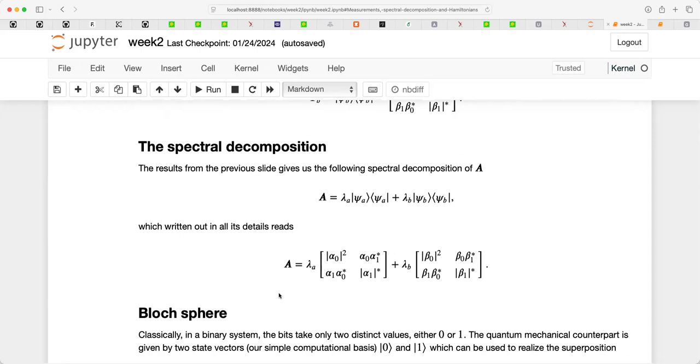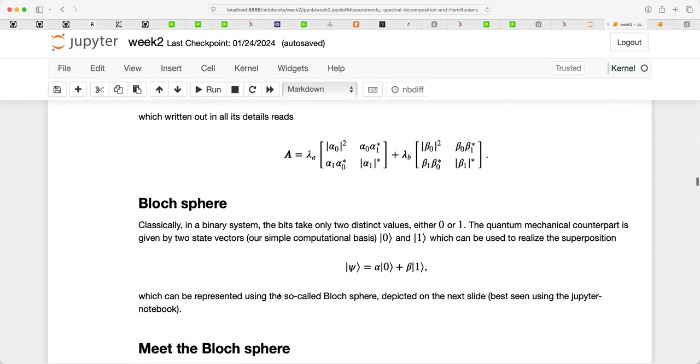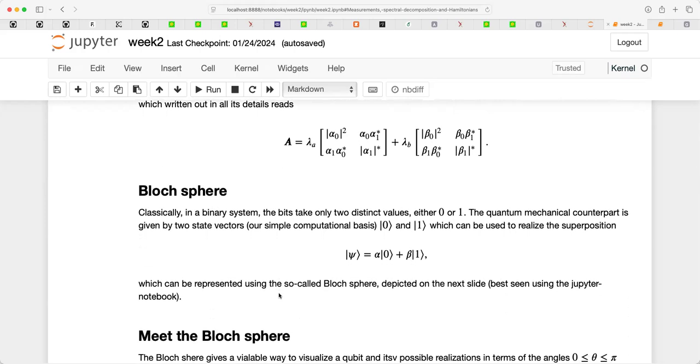Now, one thing I wanted to mention, and I'm going to use the slides for just a few more moments and then switch over to the whiteboard, is the Bloch sphere. The Bloch sphere is a very nice way of representing qubits. We are going to meet this again and again, but now I just wanted to introduce it to you. So, meet the Bloch sphere, which is a very useful way of representing qubits.